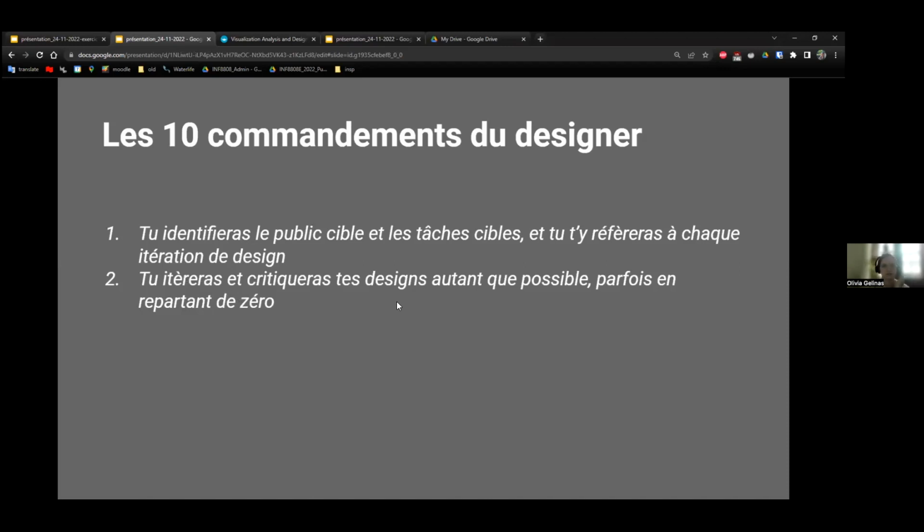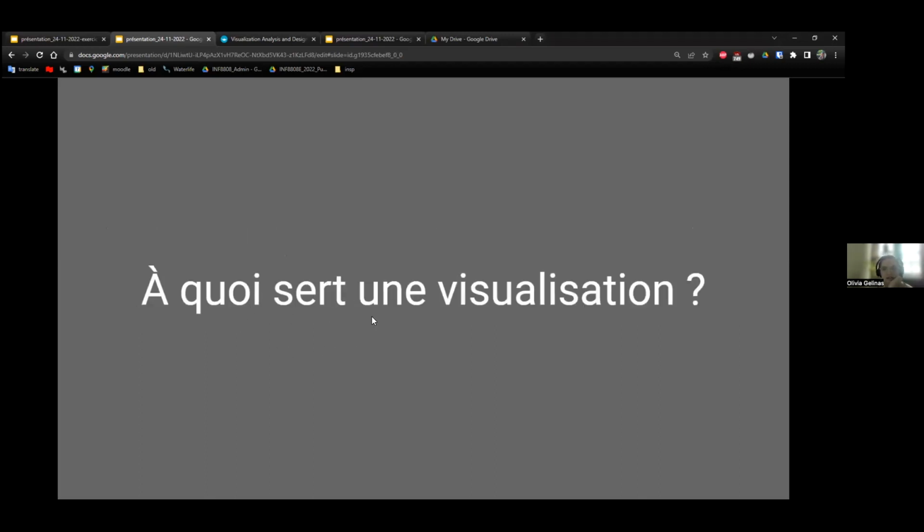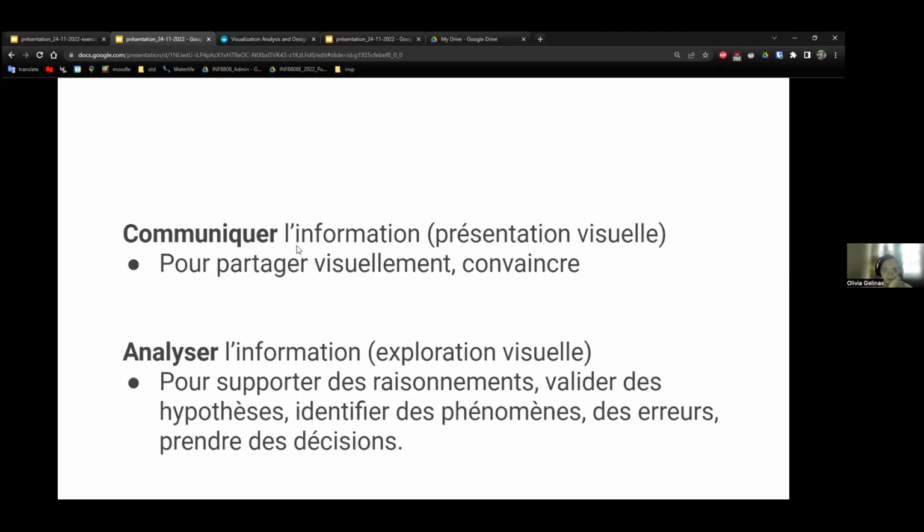So we do design as much as possible, sometimes by starting with here. And what is this visualization for? Obviously, it's kind of what we've done from the get-go. It's to communicate information within a visual presentation, and to share visually in order to convince people. And if not, on another end, it could also be to analyze information.